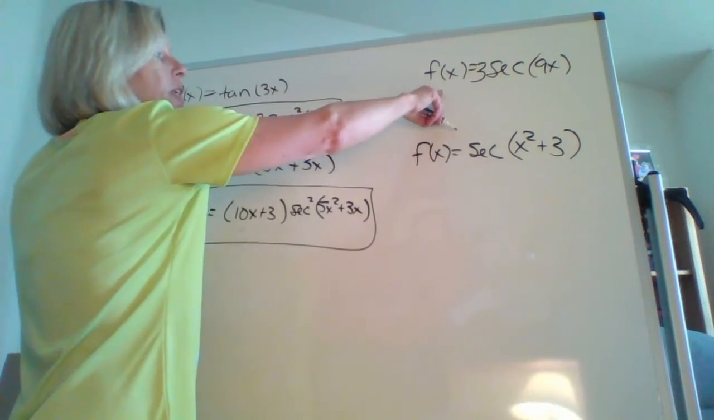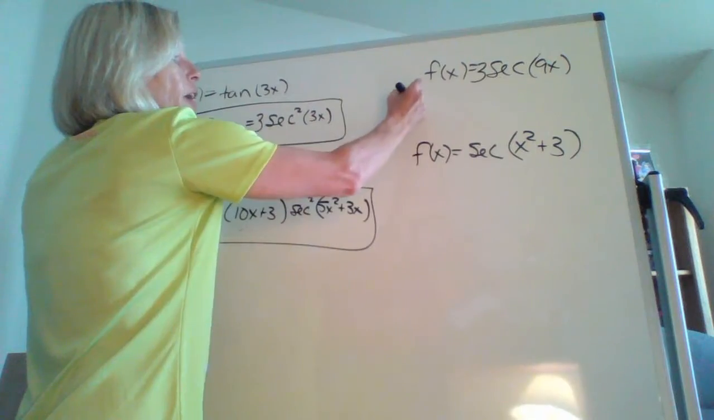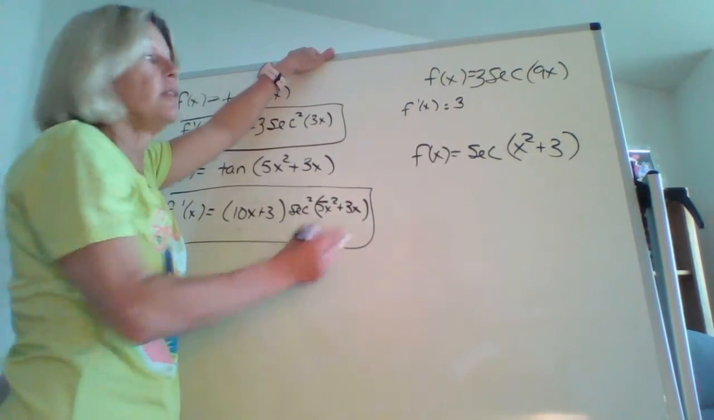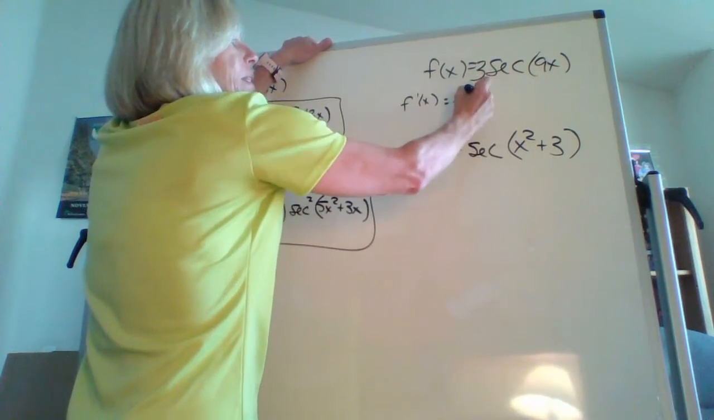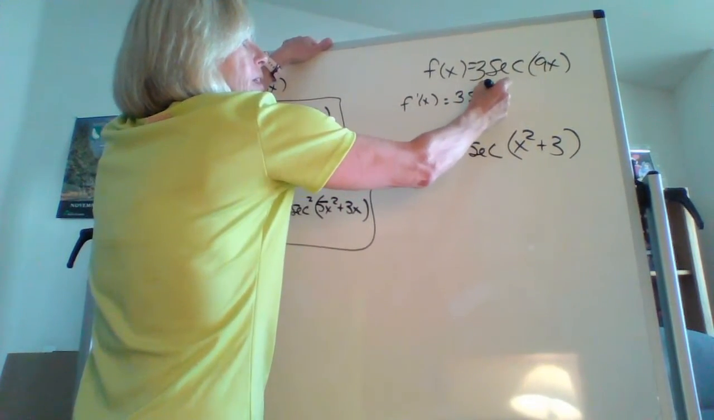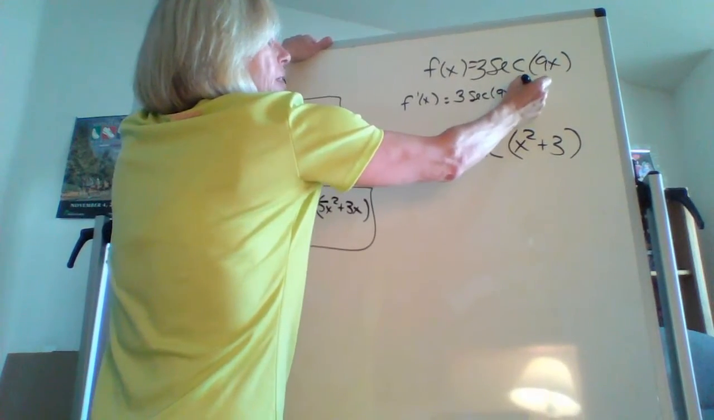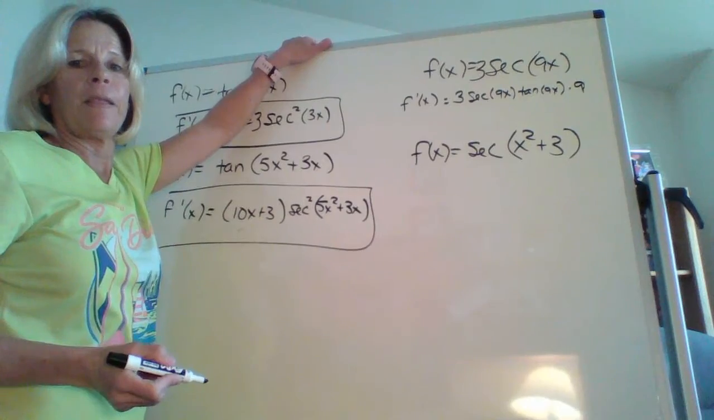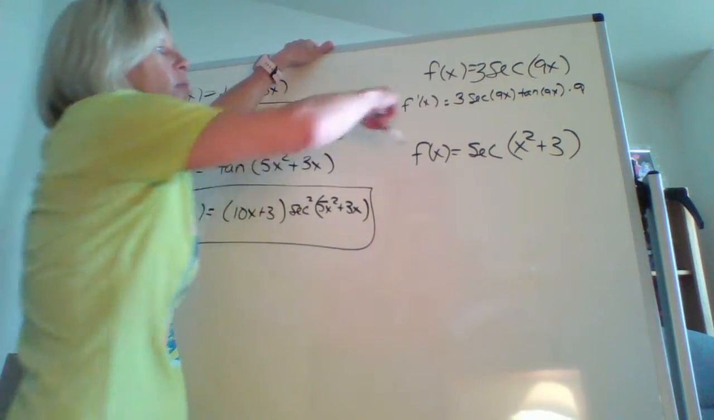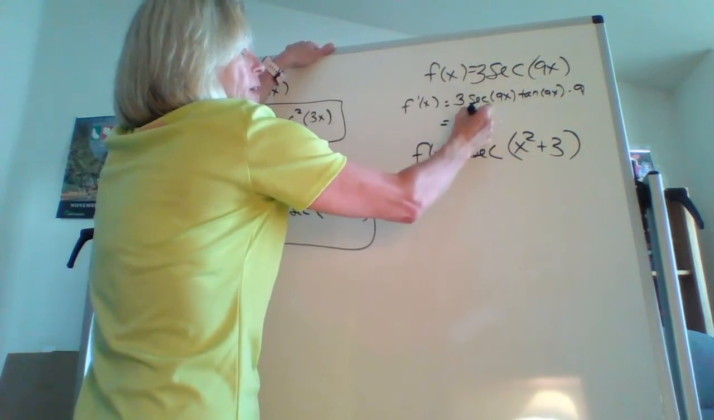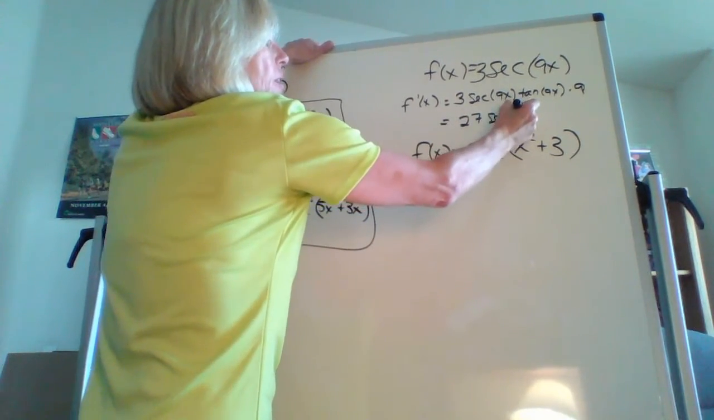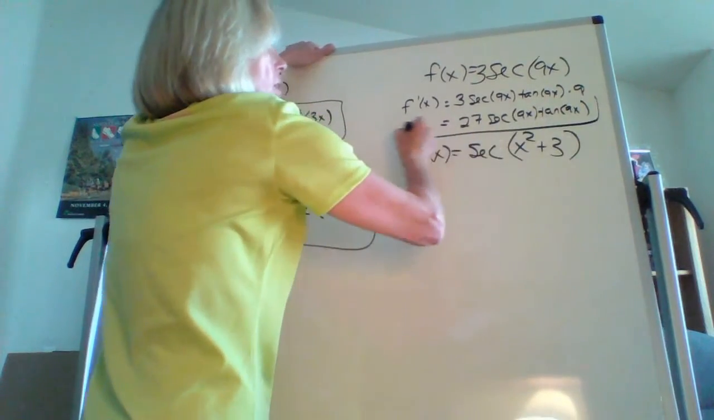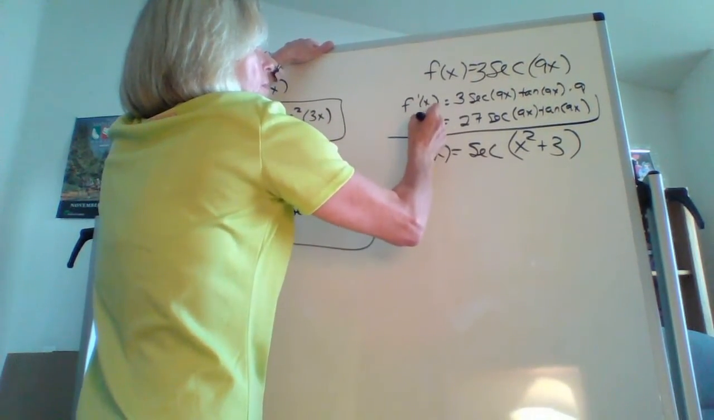Over here, if I'm going to do the same thing with secant, f prime of x, the 3 is a coefficient. It stays. The derivative of secant of 9x is secant of 9x, tan of 9x. The derivative of 9x is 9. The only thing I can do is multiply the 3 and the 9, and I get 27 secant of 9x, tan of 9x. Final answer.